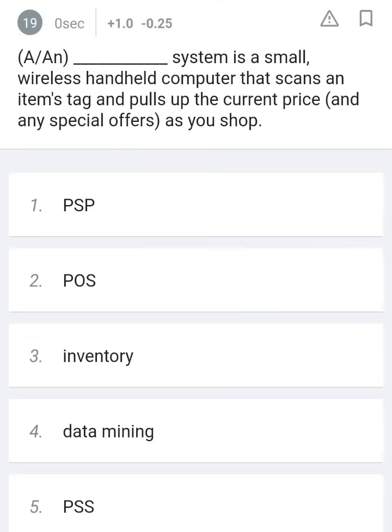Next question. A blank system is a small wireless handheld computer that scans an item barcode and puts in the current. If you buy something, they scan the barcode. So what is it? PSSP, that is personal shopping system. PSP is PlayStation Portable, and point of sale is different.